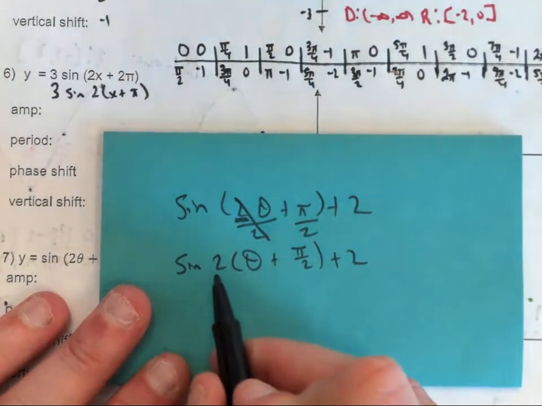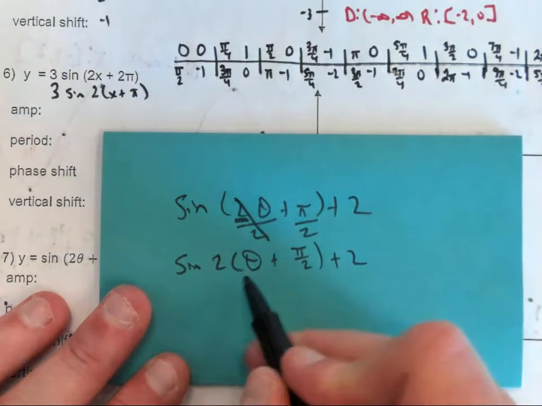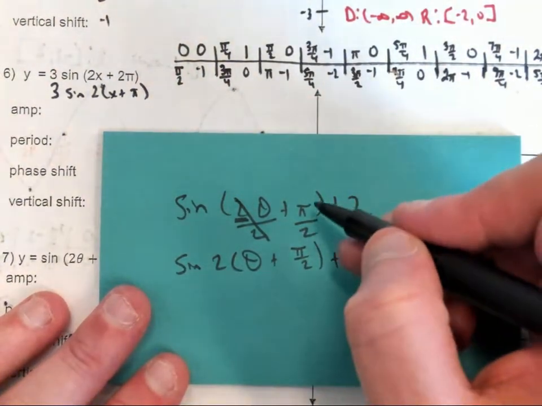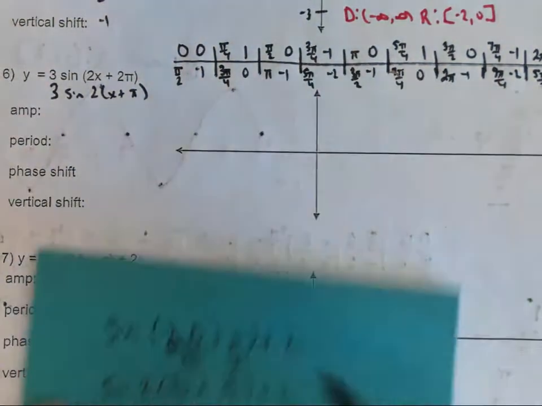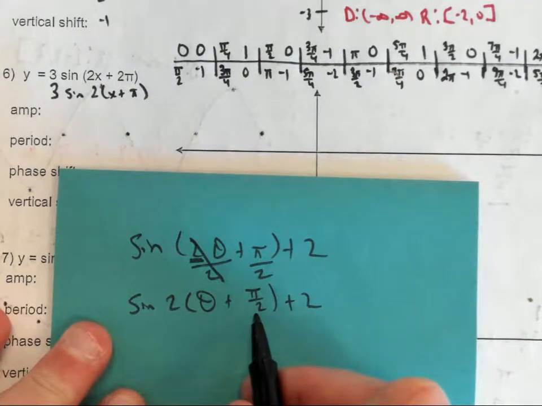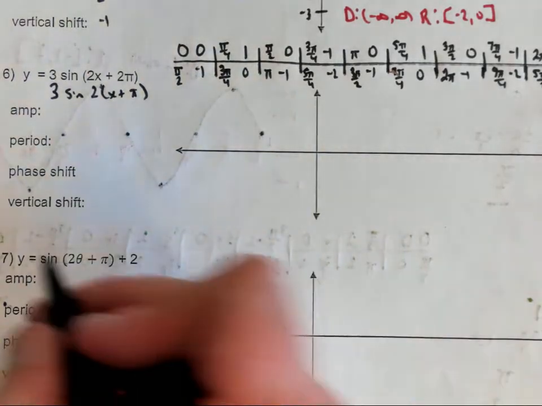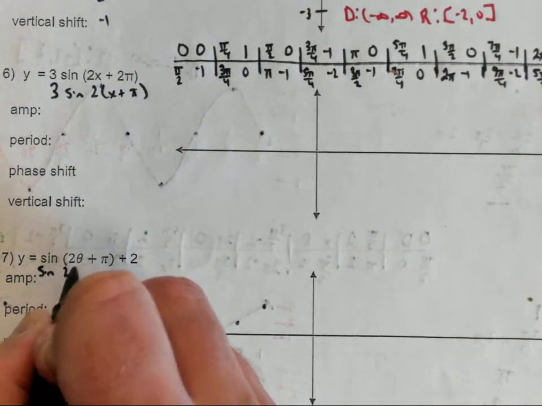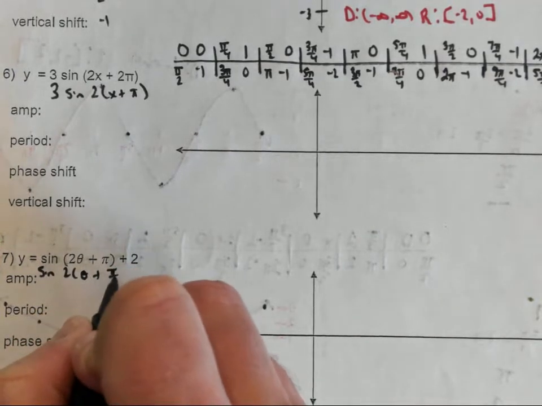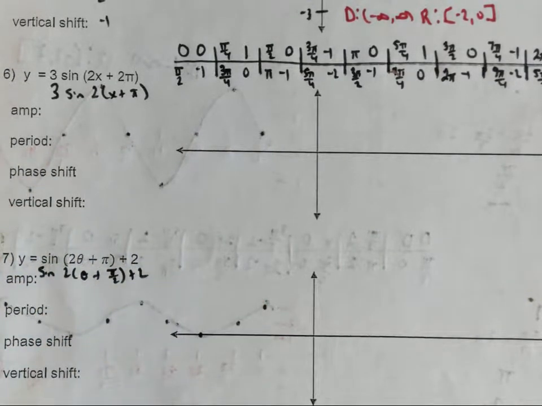Because I took a 2 out, I put a 2 here. 2 divided by 2 is an understood 1 there. But I can't say 1 divided by 2 and get a whole number, so you would leave that as pi over 2. That's how you would handle that, okay? So you really would have sine 2 theta plus pi over 2 plus 2.